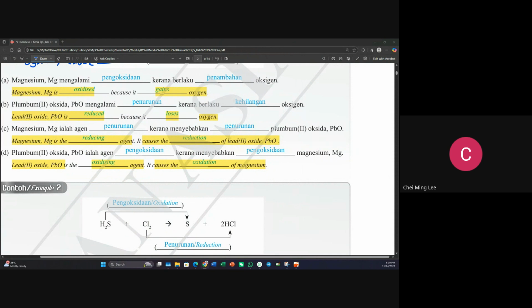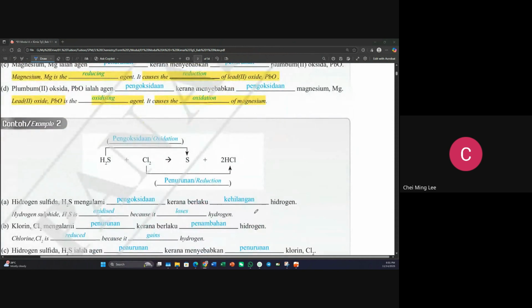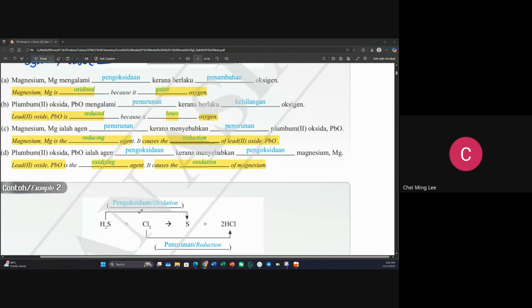So what does H2S mean? H2S is what we call hydrogen sulfide. Wait, let me check. I forget. I'm afraid I'm wrong. Hydrogen sulfide. Yes, luckily I'm correct.